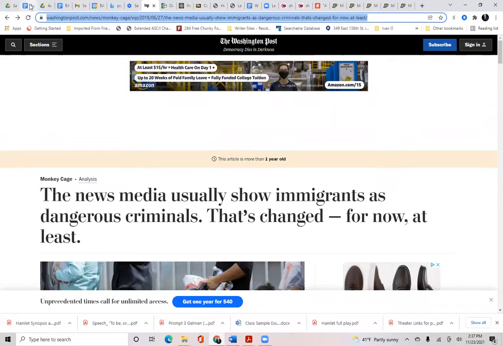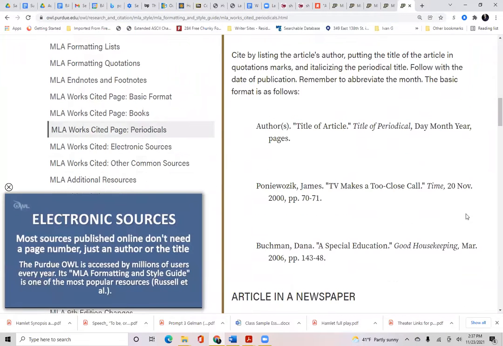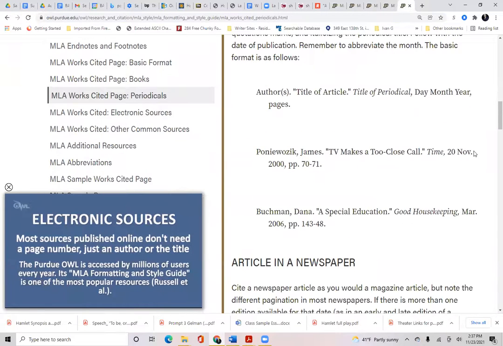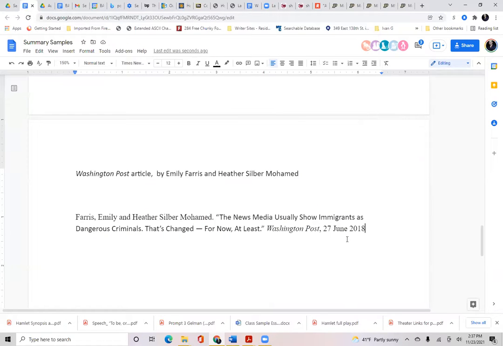And so I'm going to go back here to look for punctuation. So they're asking you to abbreviate the month. And then there's a comma. So we'll do that. Oh, June doesn't get abbreviated. Comma, and then I'm going to put the link.